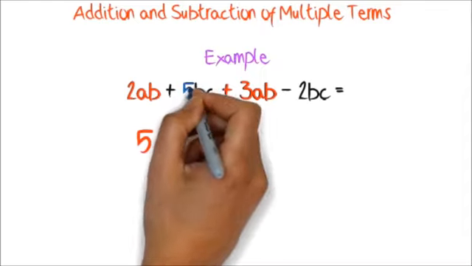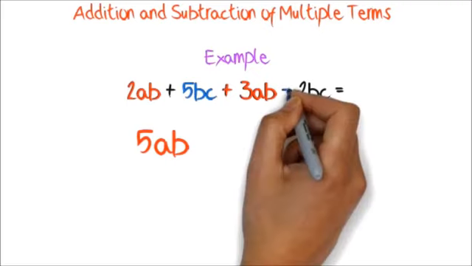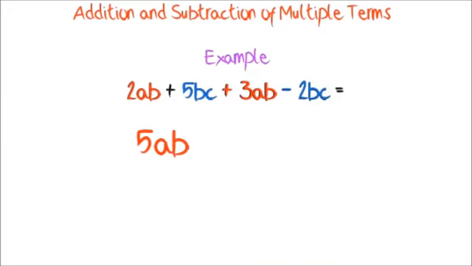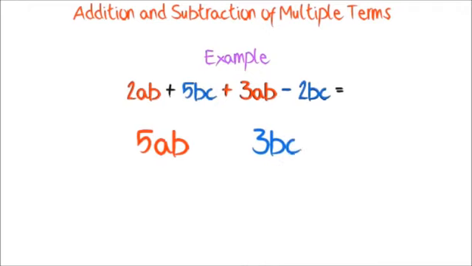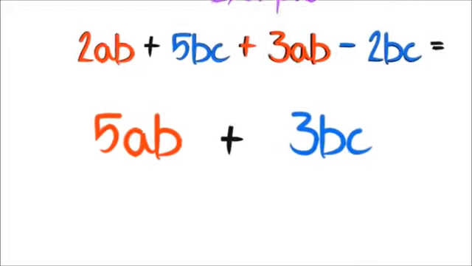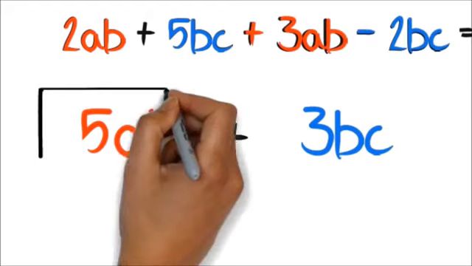Next, we pick the 5bc. We look for another term with bc. Here we have negative 2bc. We work on 5bc minus 2bc to get 3bc. We cannot add 5ab and 3bc since they have different letters after them. So that is our final answer.